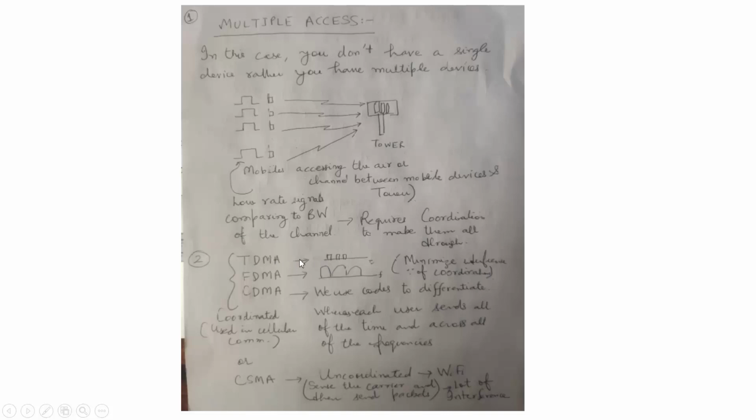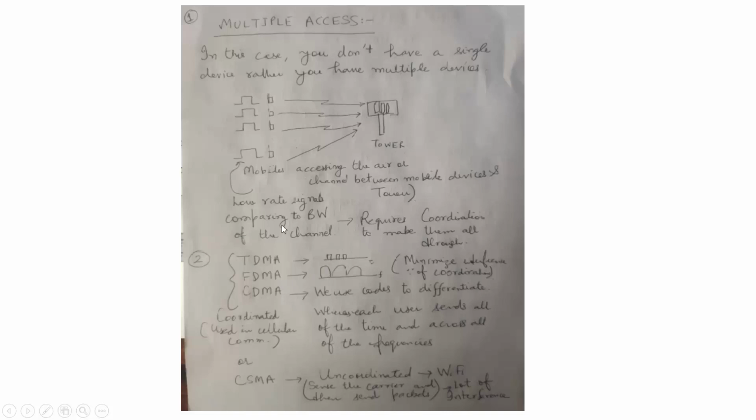Now in TDMA, we will try to send the data from each mobile device faster so that these devices can use the channel in some time slots. So the whole access period will be divided into time slots, and each time slot is allocated to these devices. So this is time division multiple access.